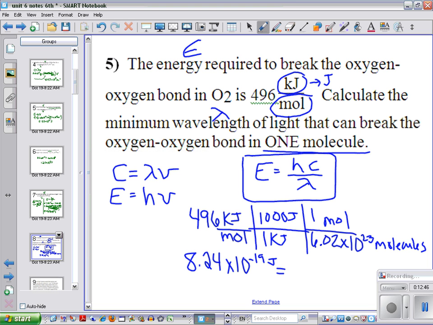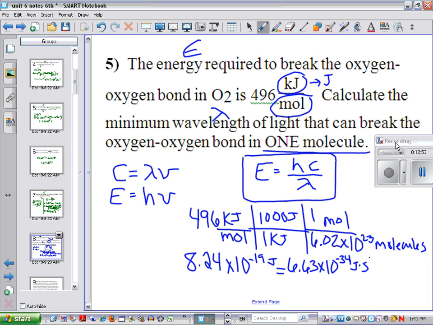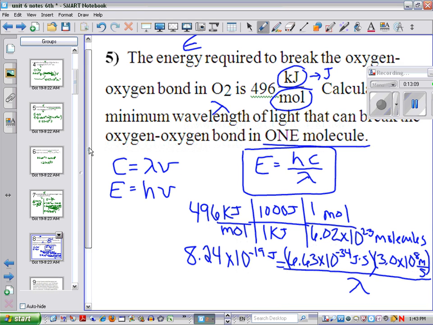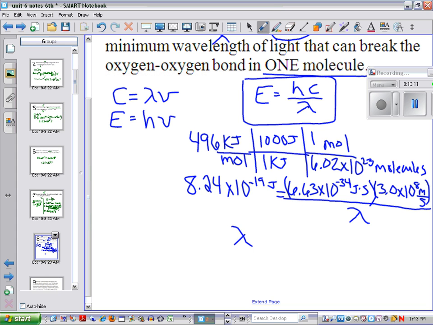This is going to equal Planck's constant, which is 6.63 times 10 to the negative 34 joules times second, all multiplied by the speed of light, 3.0 times 10 to the 8th meters per second, divided by my wavelength, which is what I'm solving for. So when you do those calculations, you find the wavelength to equal 2.41 times 10 to the negative 7th meters. And that's your unit when you go through and you cancel everything out. It's the unit of wavelength.